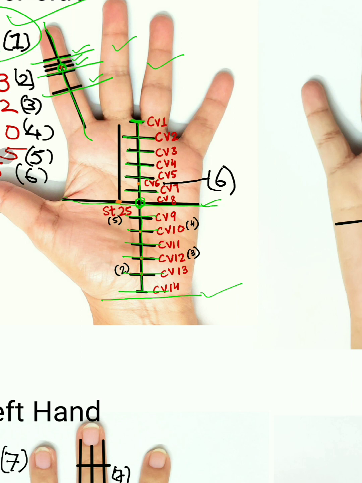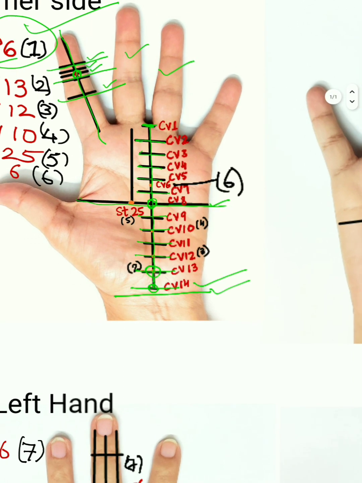Now to plot CV13, we know that this particular point is CV14. So this intersection will be CV13. Now remember, we don't have to plot this on the right hand. It will be only on the left hand, palmar side. The next point is CV12. Just at the next intersection here, we have CV12 and this is the third point. The next point is CV10. So leave this intersection. At this intersection, we have CV10 and this is the fourth point.